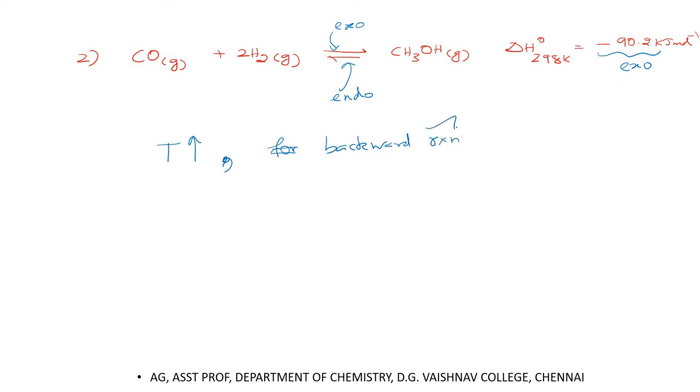Backward reaction is favored more. Similarly, if you decrease temperature, which I didn't say in the first example, you can also say it there. If temperature decreases, then the exothermic reaction will be favored more. So in this example, forward reaction is exothermic, therefore the forward reaction will occur to a larger extent.